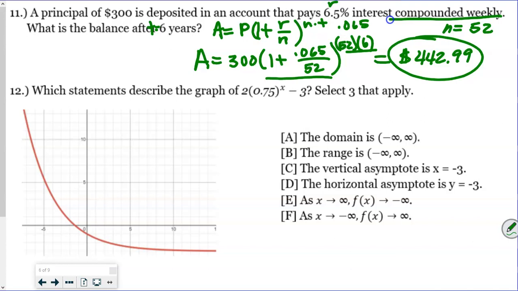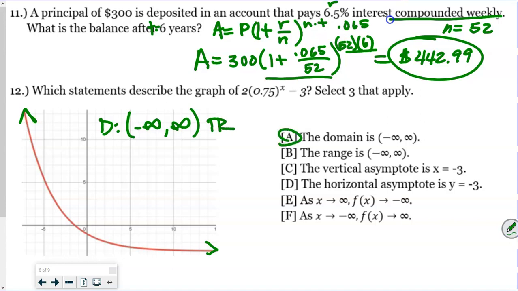All right, so the next one says, which statement describes the graph of 2 times 0.075 to the x power minus 3. Select the 3 that apply, okay? First, let's look at this and see if we can figure out what the domain is. The domain looks to me like it goes from negative infinity to infinity, doesn't it? And isn't that all real numbers? So looks to me like A is true.